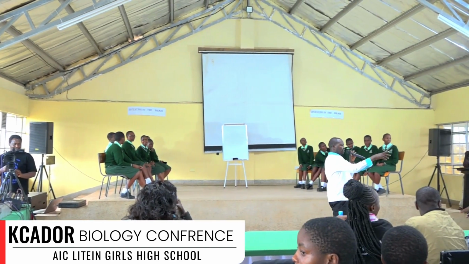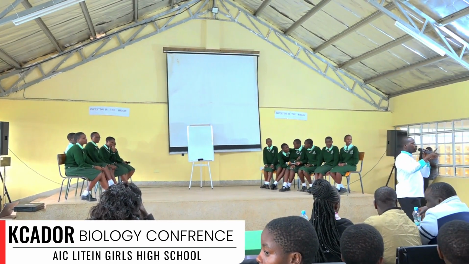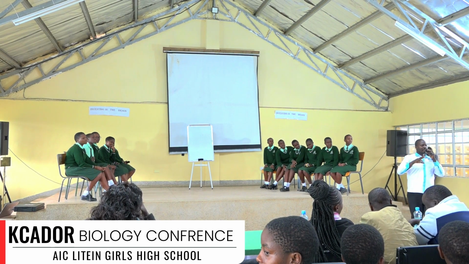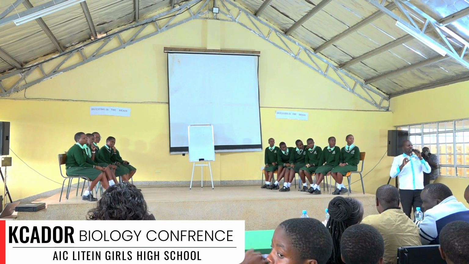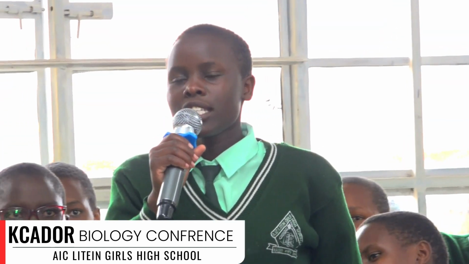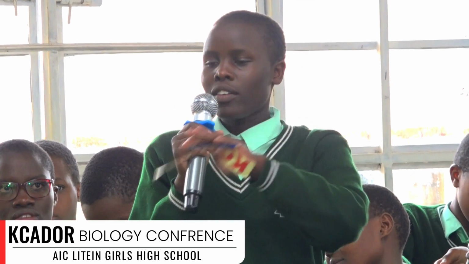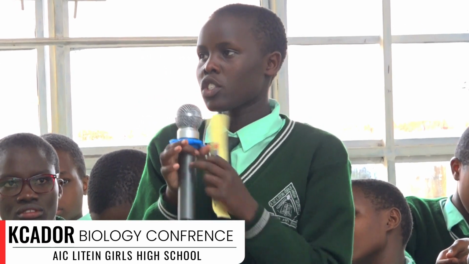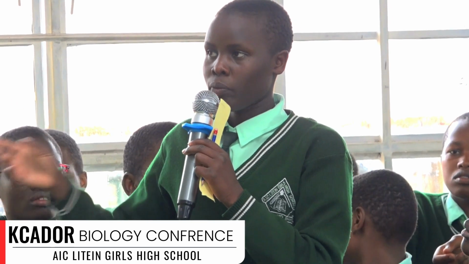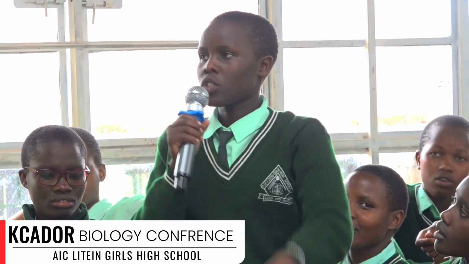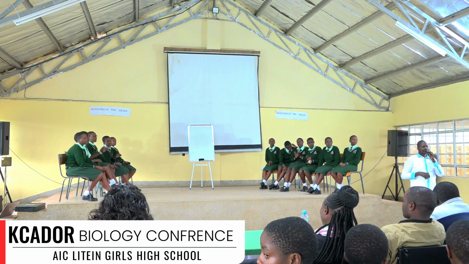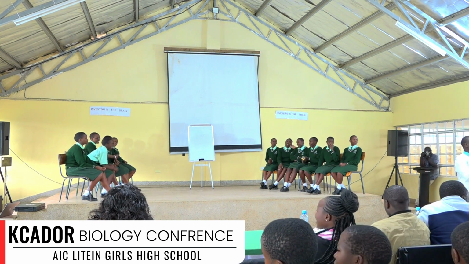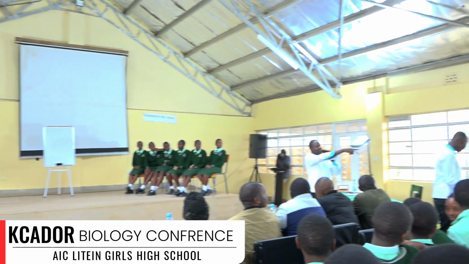Lastly, let's have an answer from the author of the question, please. The answer is that when trees are cut, the ratio of CO2 increases because trees take in CO2. So when the ratio of CO2 increases, it will cause global warming. I see. Incorrect. Someone does not agree with that.